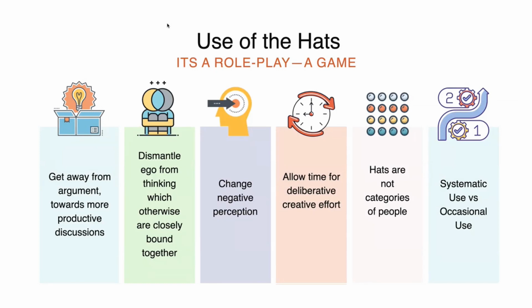You can make the culture of the company. You can call a six hat meeting to help with the creative effort, and you dismantle ego from thinking. The most important thing, the power, the why people adapt this technique is it dismantles ego from the thinking, which is otherwise very closely bound together. आपको पता है, because नहीं तो क्या होता है मीटिंग में, काफी आधी चीजें तो हम बताते ही नहीं. And get away from argument towards more productive discussions. ठीक है?